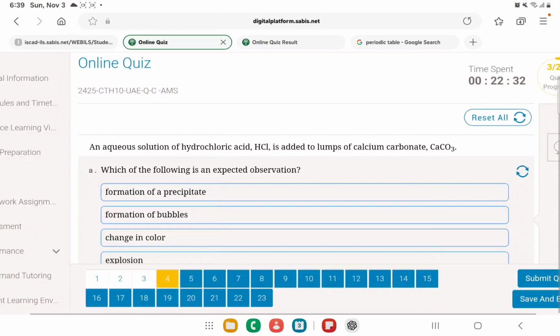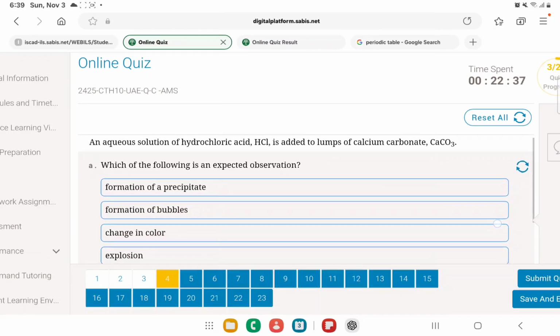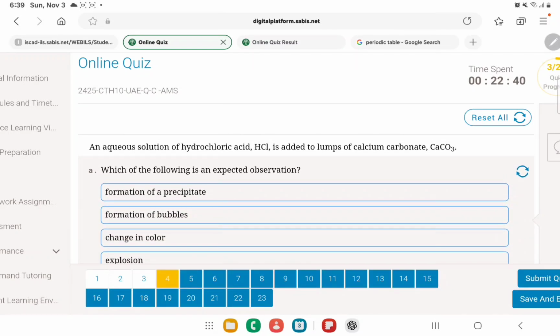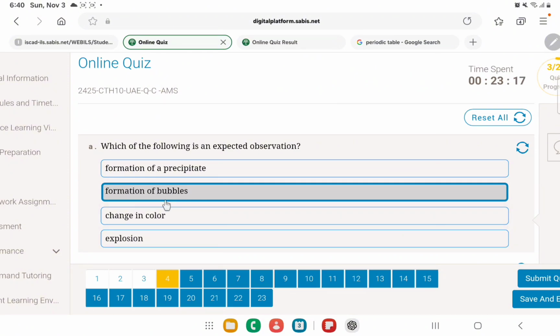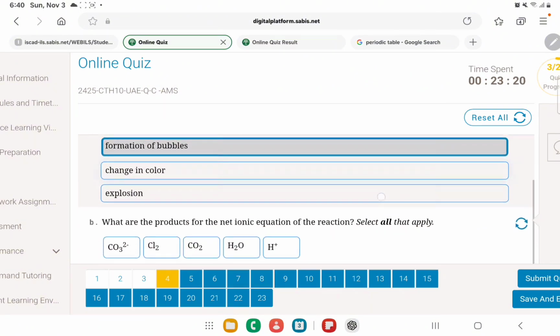Okay, an aqueous solution of hydrochloric acid is added to lumps of calcium carbonate. So, acid, or HCl, and CaCO3. Now, which one of these react with an acid? You know, carbonate whenever it reacts with an acid, we get carbon dioxide, right? So we're gonna get bubbles of gas, which would be carbon dioxide.